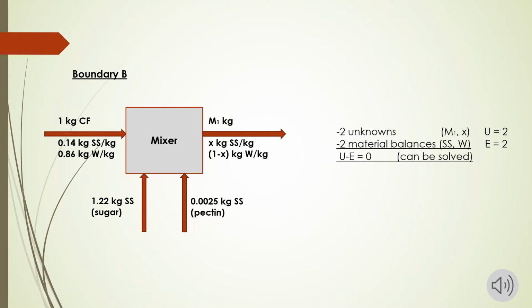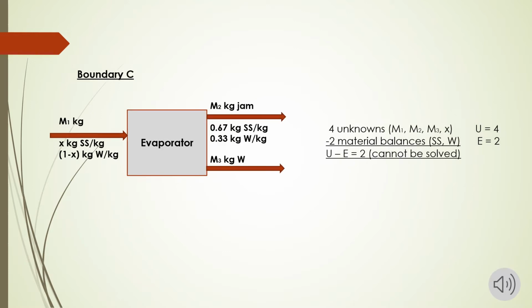As for the last boundary, boundary C, it has 4 unknowns, M1, M2, M3, and X, and 2 material balances, SS and W. If we subtract the unknowns and the material balances, we got 2 as the balance, which means it cannot be solved. Therefore, in order to solve the unknown variables for this question, we can only use boundary A and B.